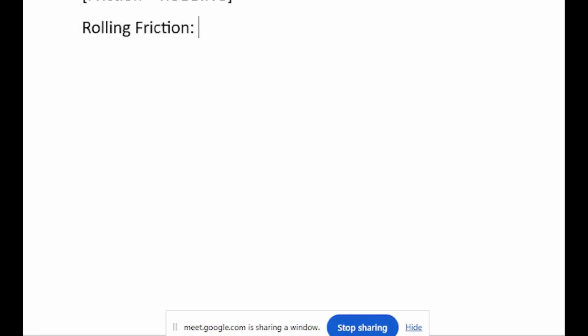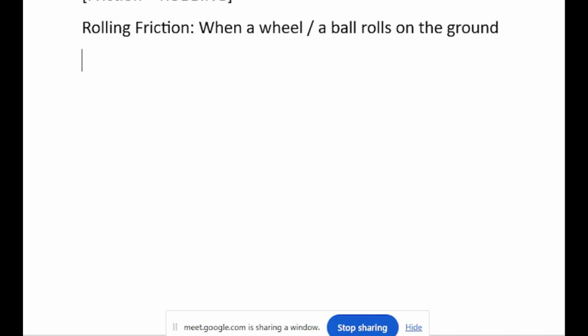Rolling friction is when a wheel or a ball rolls on the ground. Not sliding, but rolling. When a wheel or a ball rolls on the ground, like your bicycle tires or your car tires, or a ball, these will be called rolling friction.